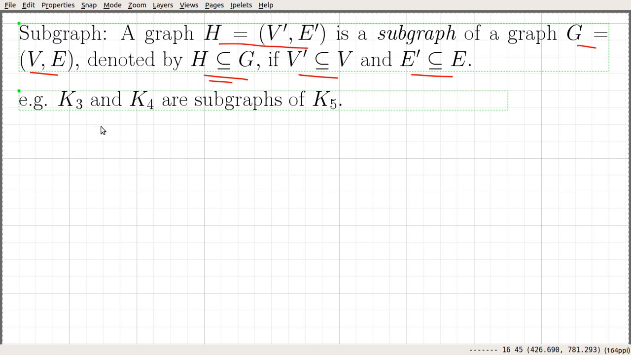We can immediately see that K3 and K4 are subgraphs of K5. For example, let me draw K5.